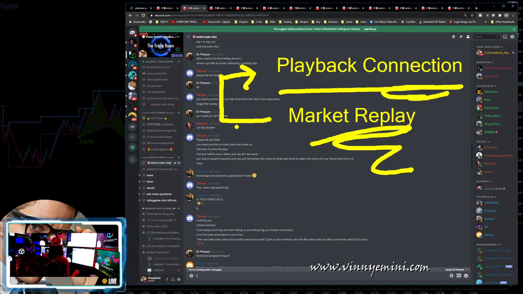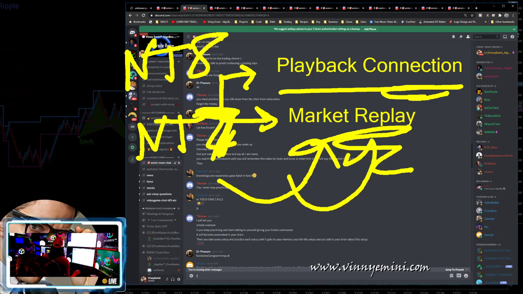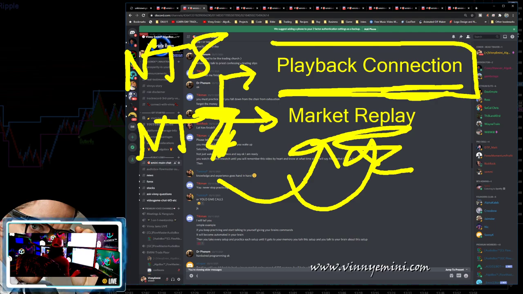So if anybody's asking around market replay, I don't understand what that is. Now with NinjaTrader 8, they are now calling it the playback connection. This is NT8. This is NT7. NT7 for market replay and 8 for playback connection. Same thing. But this is going to allow you to play up to 500x.